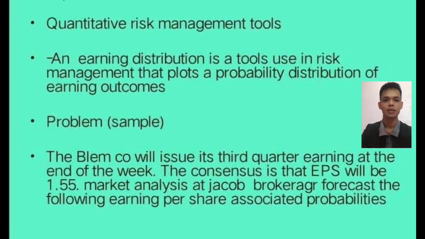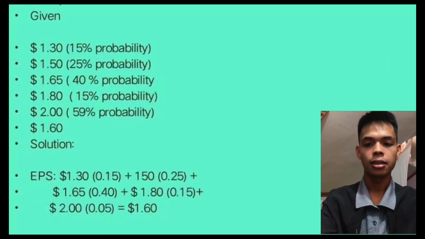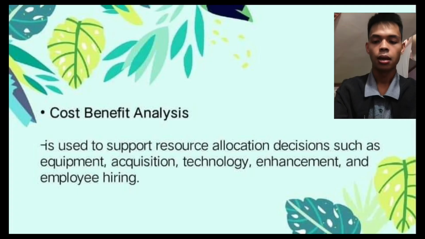Quantitative risk management tools: earnings distribution. An earnings distribution is a tool used in risk management that plots a probability distribution of earnings outcomes. To get the earnings per share, simply multiply 1.3 by its 15% probability, 1.5 by its 25% probability, and so on. After multiplying, add the products of each to get the earnings per share, which equals 1.60.